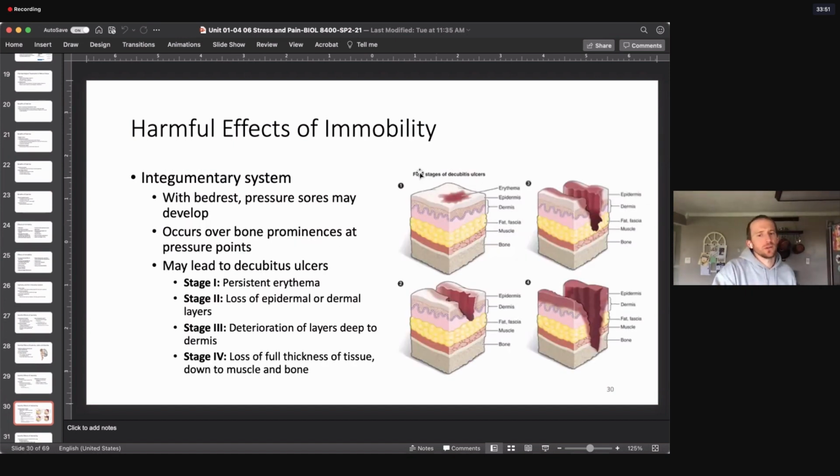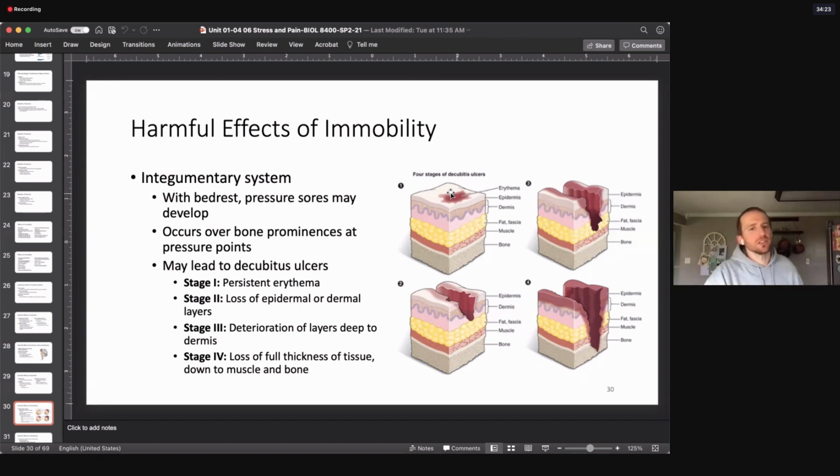And then one of the aspects of immobility that's maybe the most acutely present in a bed rest patient is the development of sores. These occur predominantly at places where there are bony prominences underlying the integumentary system, and they can lead to decubitus ulcers, which progress through 4 stages. You have a first stage. Really, these stages work their way deeper into the integumentary system and potentially beyond.